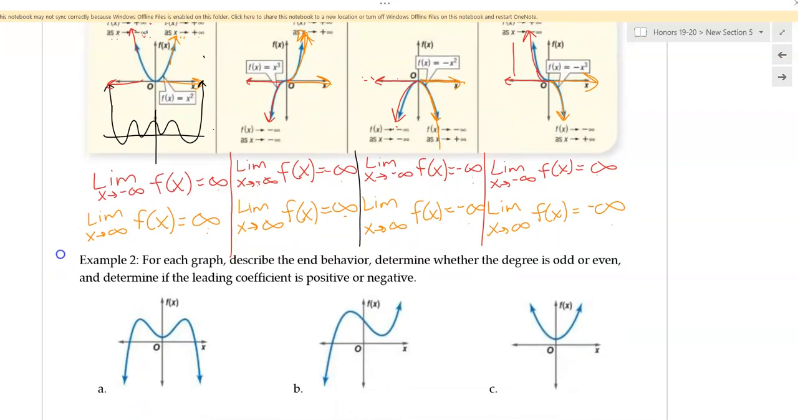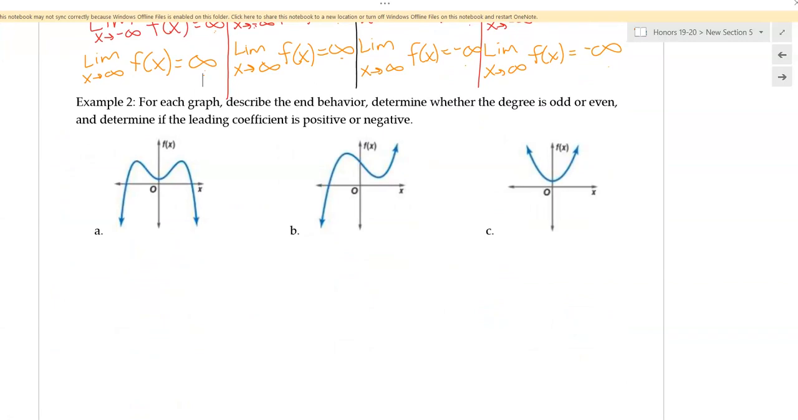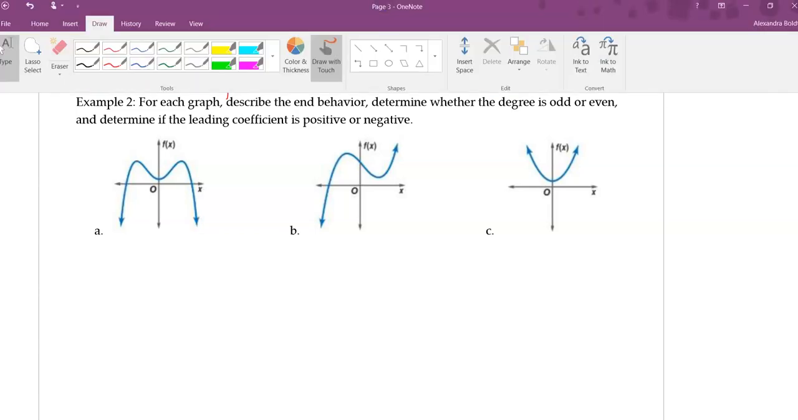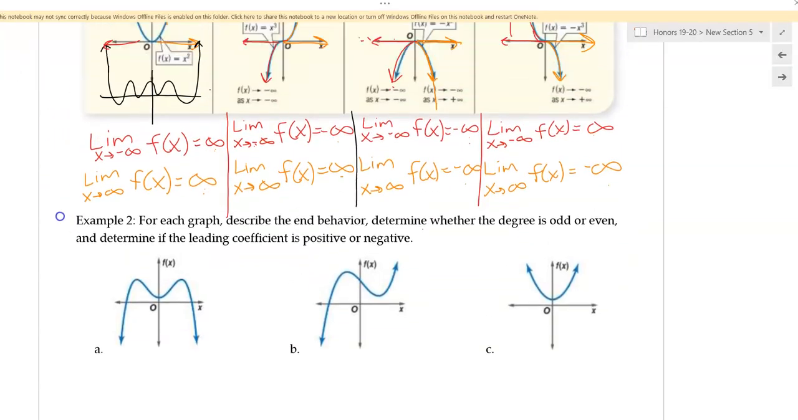All right, last thing we're going to do is just look at a few examples here. So for each graph, describe the end behavior, determine whether the degree is odd or even, and determine if the leading coefficient is positive or negative. Okay. Well, we're actually going to do this part first, and I'm actually going to look back at these.